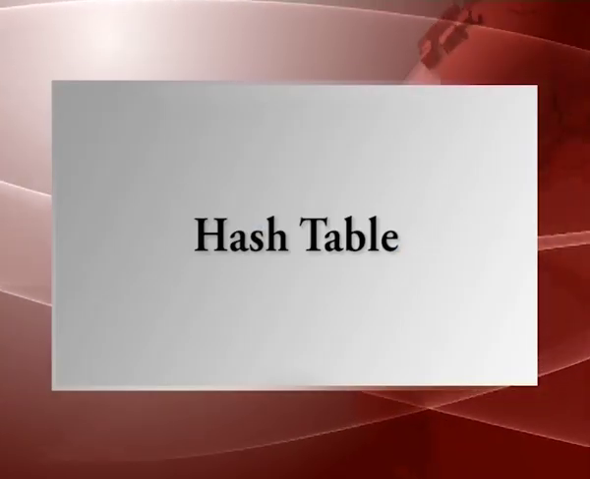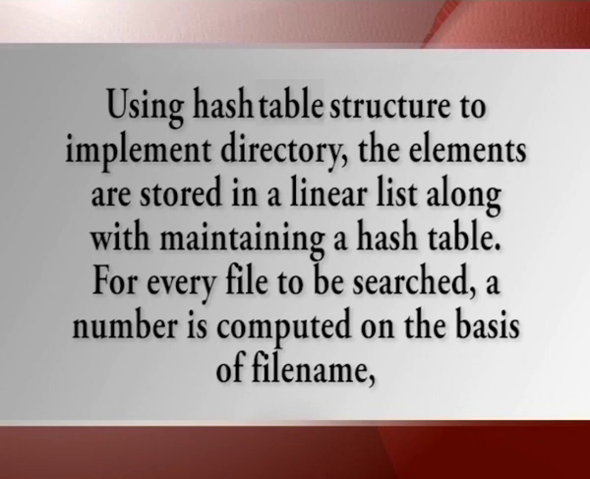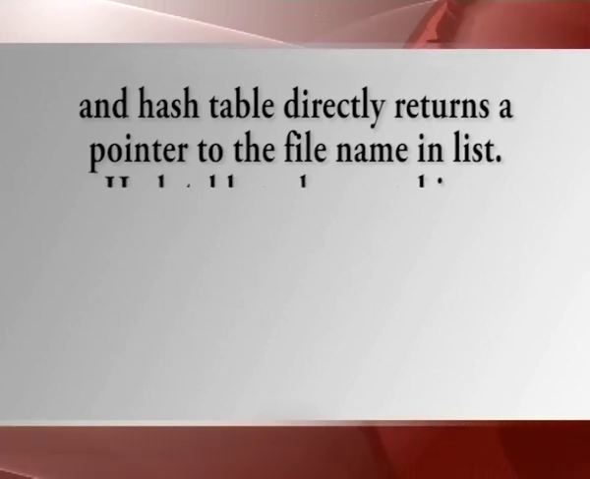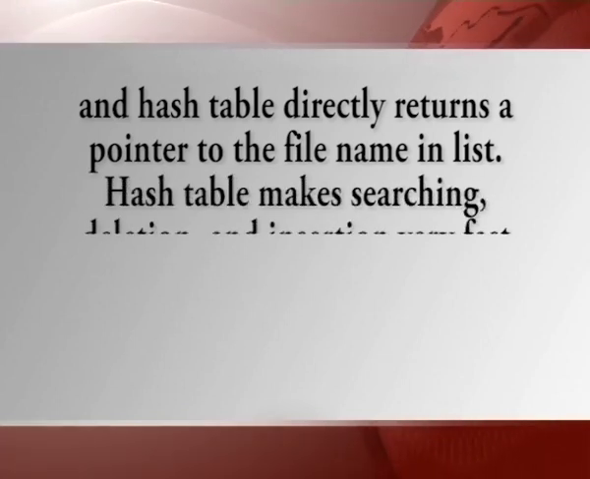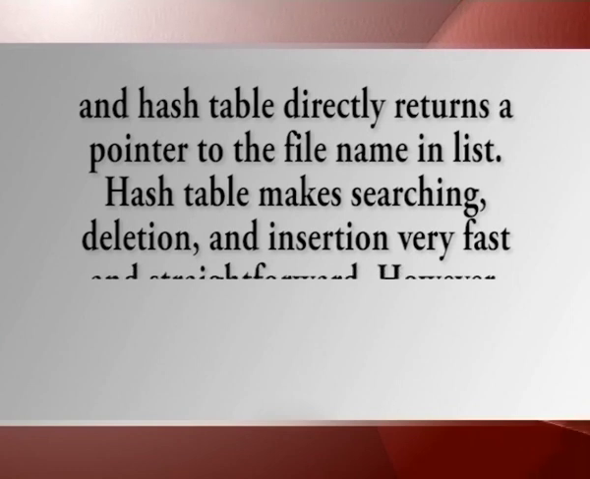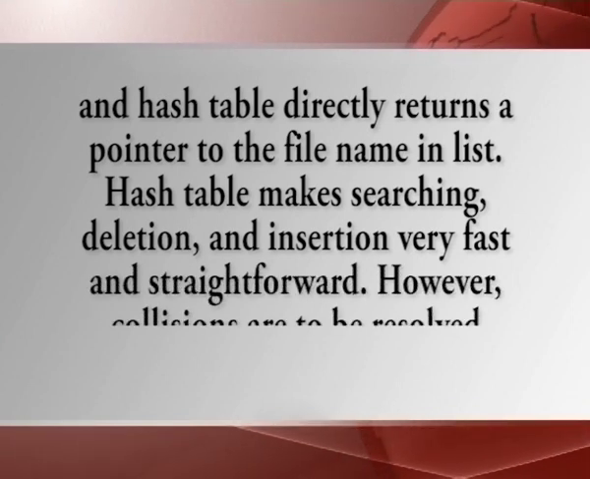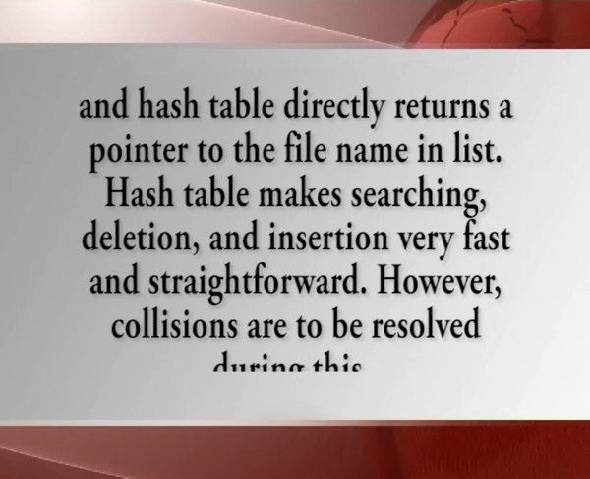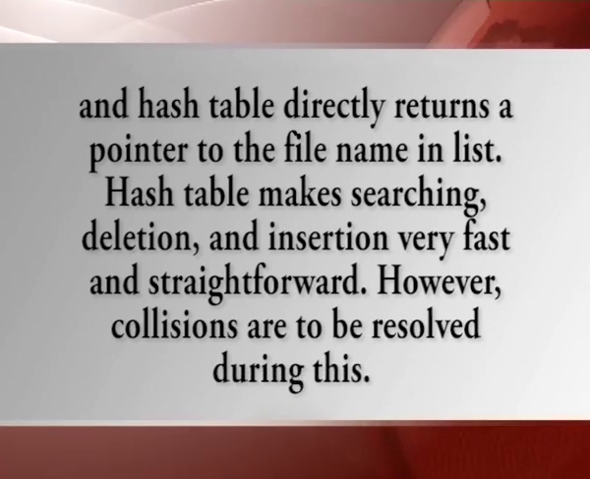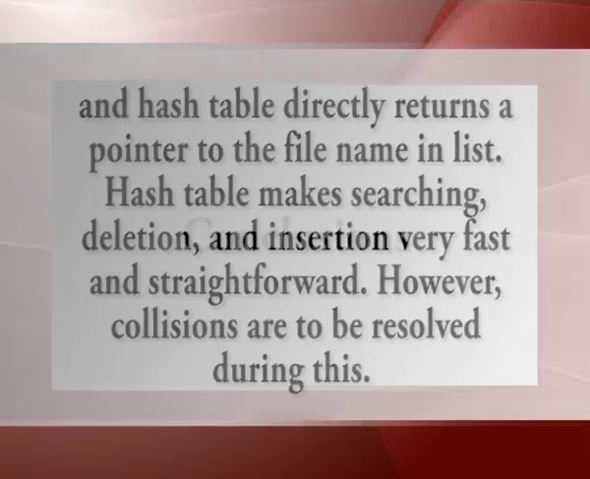Second method is hash table. Using hash table structure to implement directory, the elements are stored in a linear list along with maintaining a hash table. For every file to be searched, a number is computed on the basis of file name, and hash table directly returns a pointer to the file name in list. Hash table makes searching, deletion and insertion very fast and straightforward. However, collisions are to be resolved during this.